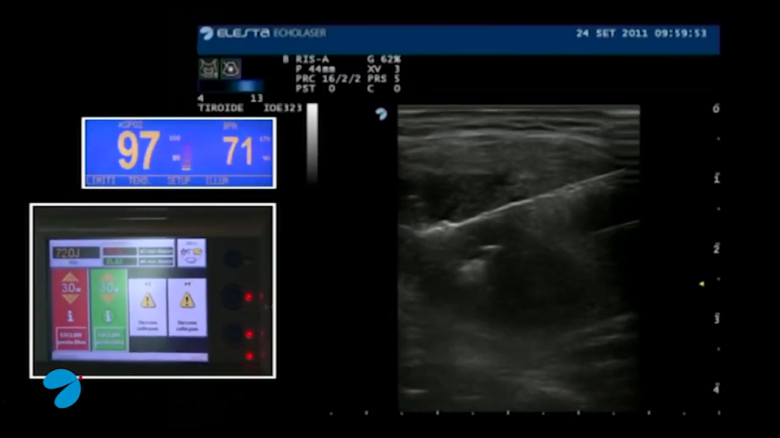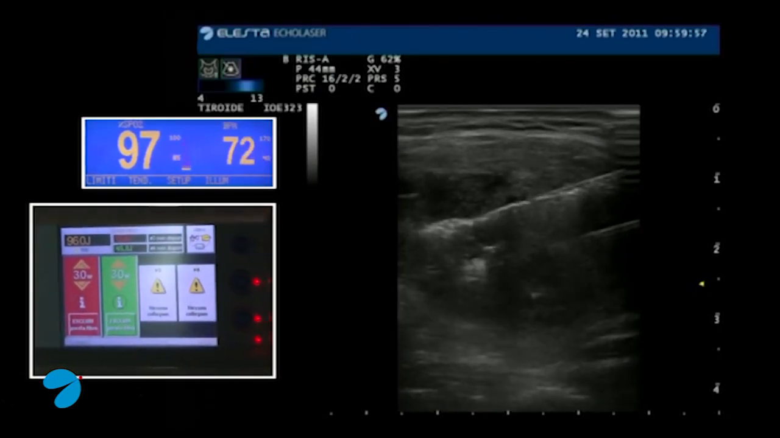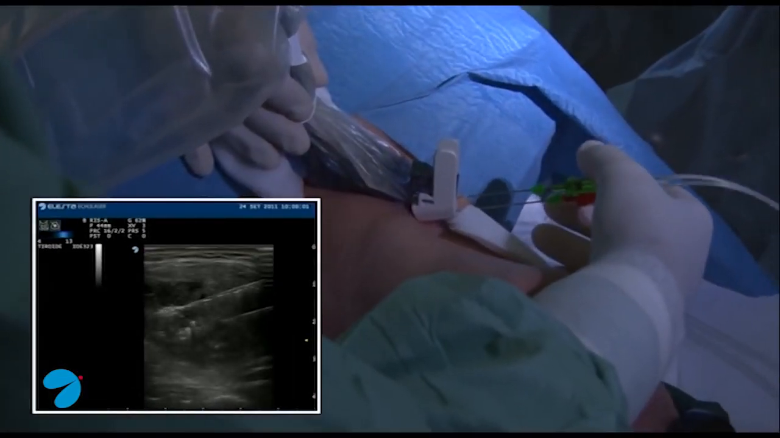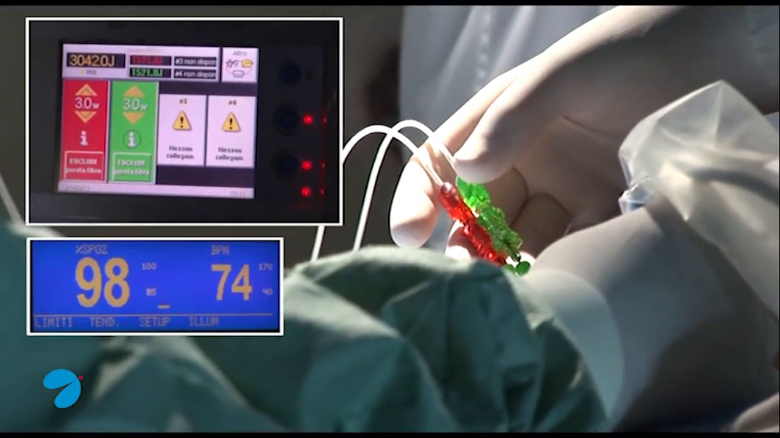Fibers are delivering energy into the nodule. We check vital parameters such as cardiac frequency, oxygen saturation. We check the energy delivered for each fiber.